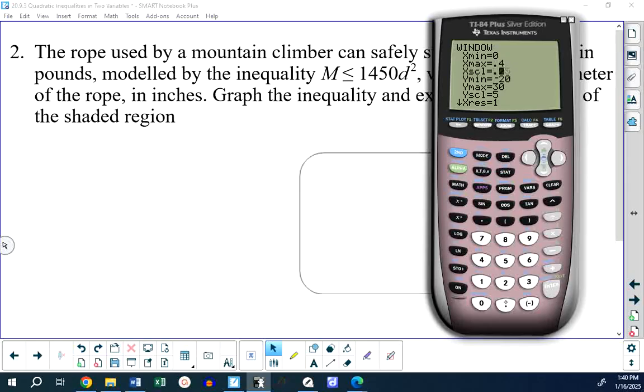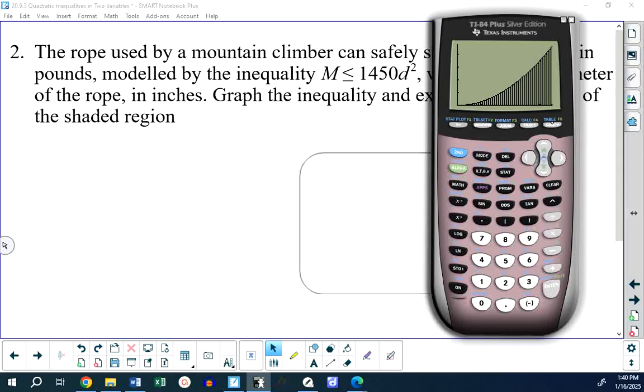We can go up by 0.05 or whatever you want. I don't care. And for M, we're going to go up to, I think I saw about 232 pounds with that. So let's go up to 240 pounds, up in increments of maybe 50. And now when I graph, I get this. It's a pretty nice representation of what's going on.